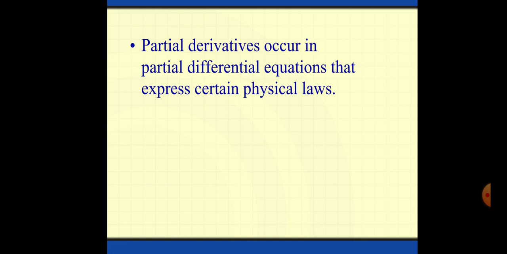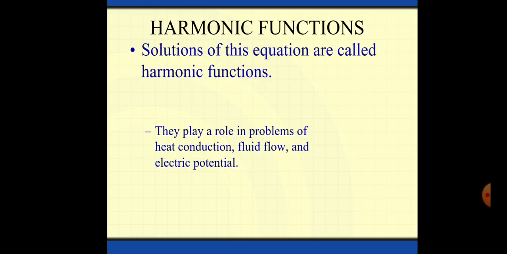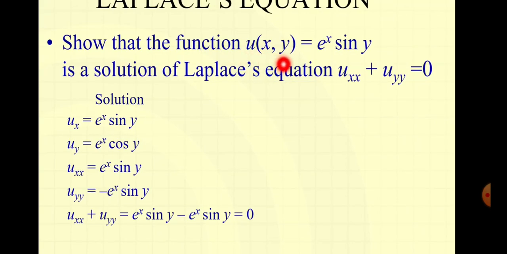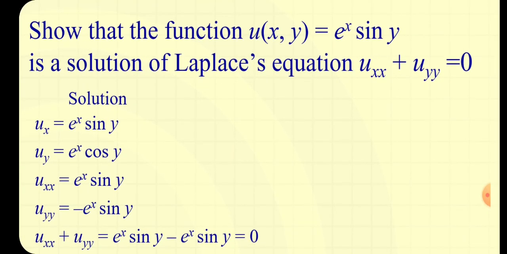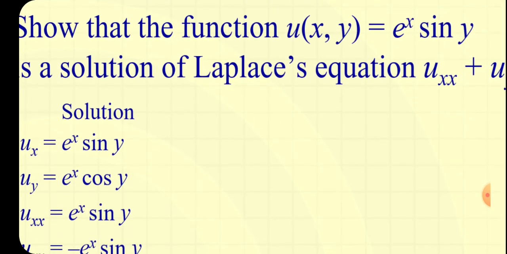We have some applications for the partial derivatives like Laplace equation and harmonic functions. For example, here, if you have u of x and y is a function in x and y, which is e power x sine y, show that this function is a solution of Laplace equation u double x plus u double y equals 0. First of all, you have to find ux, the derivative of this function with respect to x. So e power x, its derivative is e power x, and sin y is a constant. Uy, the derivative of this function with respect to y. So it is e power x, derivative of sine y is cosine y.